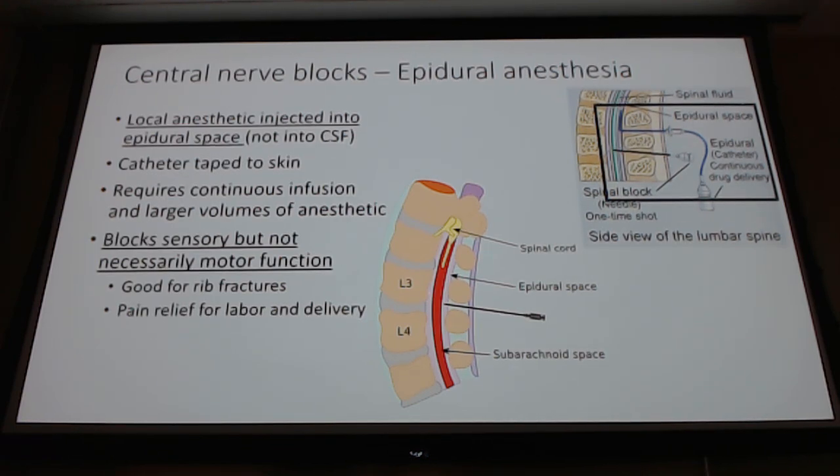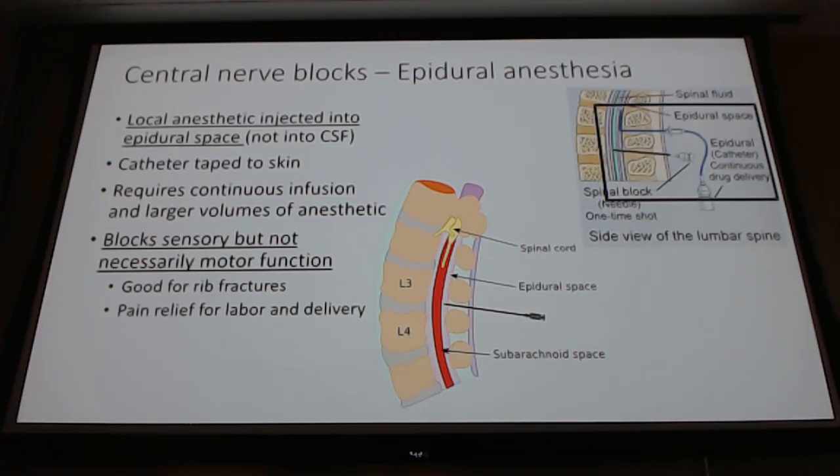So you have the spinal cord. The red is where that spinal subarachnoid space is. That's where the spinal goes. So just outside that, they're not actually going into the spinal canal. This is where we can leave that catheter. This is where we can slowly instill that anesthetic. Block sensory, but not necessarily motor.